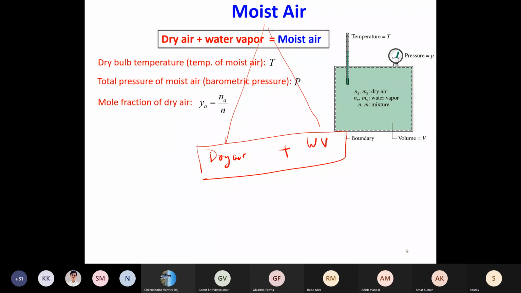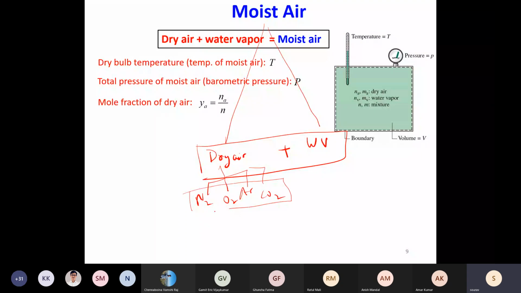So dry air has all the other gases. You have nitrogen, oxygen, argon, CO2, and all other gases. Their composition is fixed, so we will treat it as one single ideal gas. So that is one composition. The other gas is your water vapor, which we will treat separately.